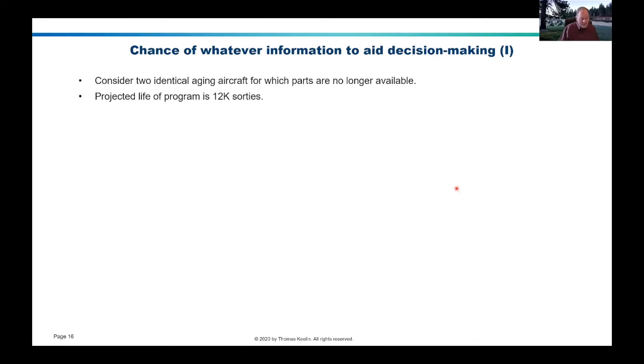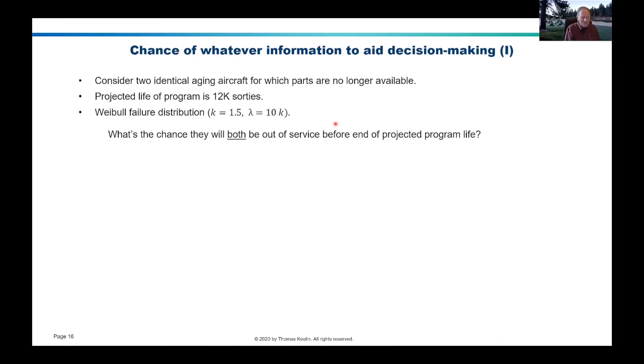You could put in flight hours if you wanted. For this example, I just used sorties. That's the projected life of the program. And let's just say that older things are more likely to fail by a small amount, so I'm using this k equals 1.5. And in this case, the lambda, I put 10k here. I meant to say, that's right. And let's just say you've modeled it with a Weibull distribution where the lambda, the scale parameter, is 10k. And you ask the question, what's the chance they'll both be out of service before the end of the projected program life, 12k sorties?